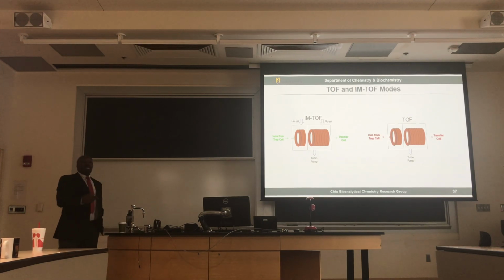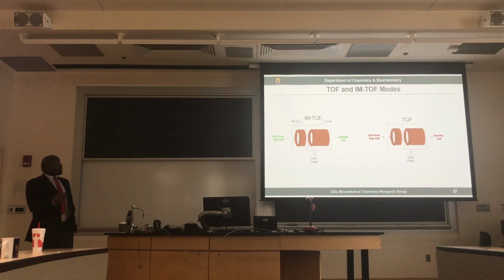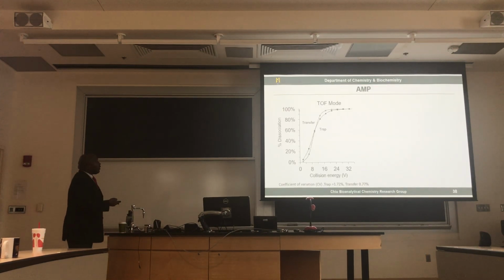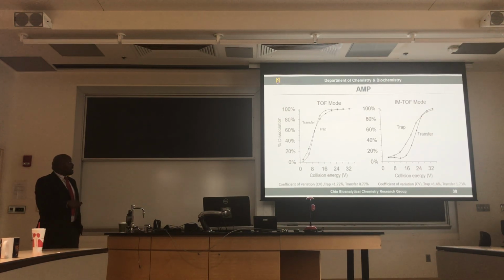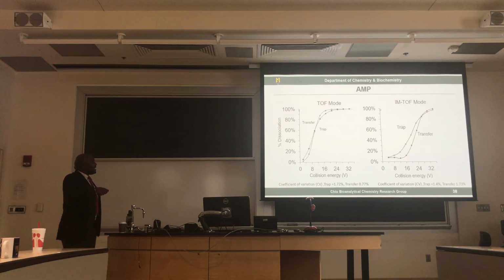To remind you again, there are 2 modes that you can operate: one is the TOF mode, and the other is the ion mobility mode. We performed the experiment using the 3 molecular ions, starting with AMP, and what you can see here is that you require more energy in the trap cell to achieve the same percentage dissociation than you do in the transfer cell, and I'll explain this in a short while.